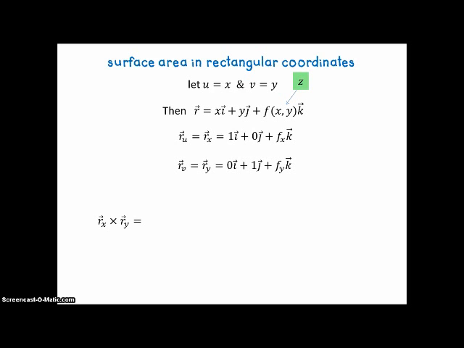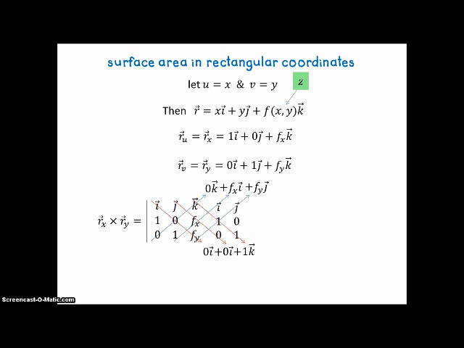So now we need the cross product because we're going to want to integrate the length of the cross product. And we determine that with a determinant. And the quick way of doing a 3 by 3 determinant is to copy the first two columns and then multiply up the diagonals and then down the diagonals. And then we take the bottom minus the top, and that gives us negative f sub x i, negative f sub y j, and 1 k. So we're going to need to integrate the length of this cross product, which would be the instantaneous areas of all the little tiny parallelograms.